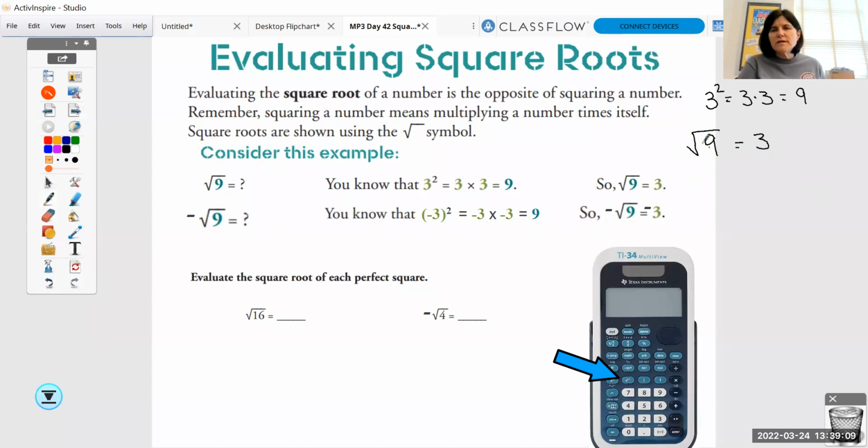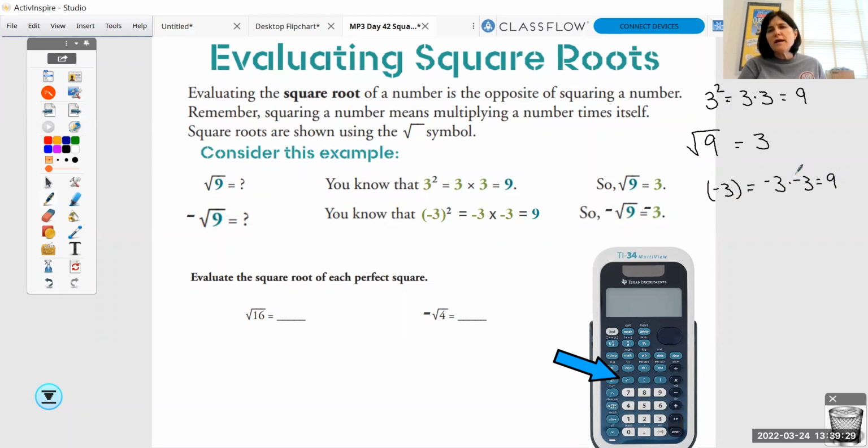So what number times itself is going to give me 9? And we know that that's 3. So this is what we're doing today. And actually every number has a positive and negative root, because we know that -3 squared is also 9.